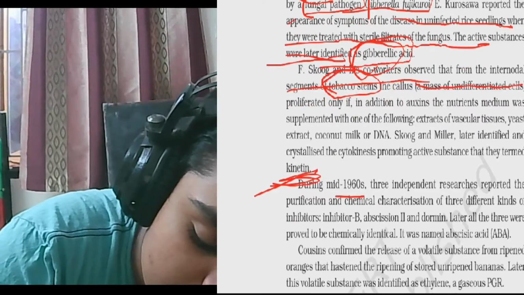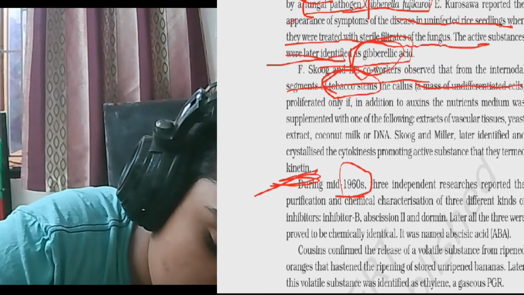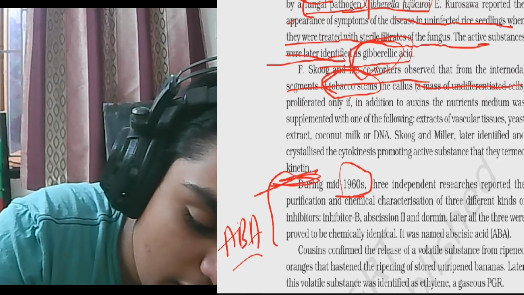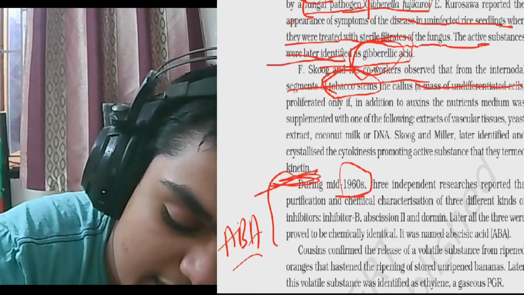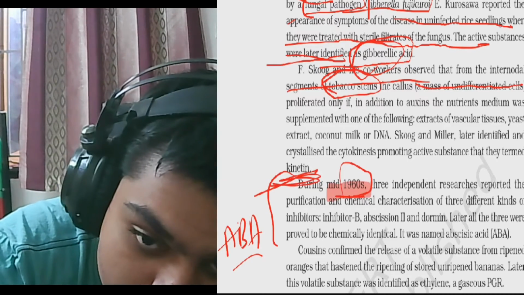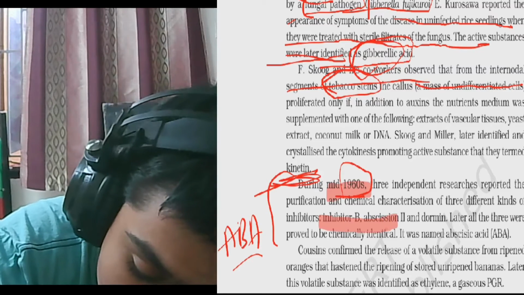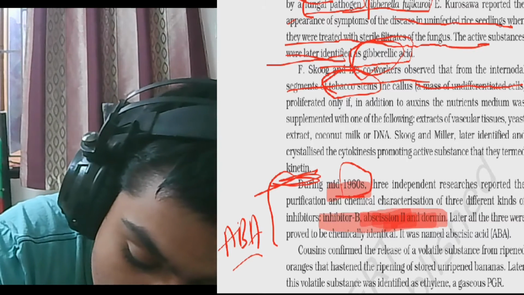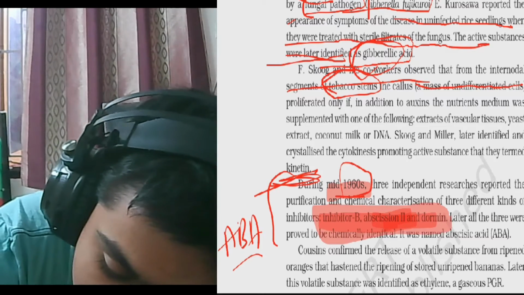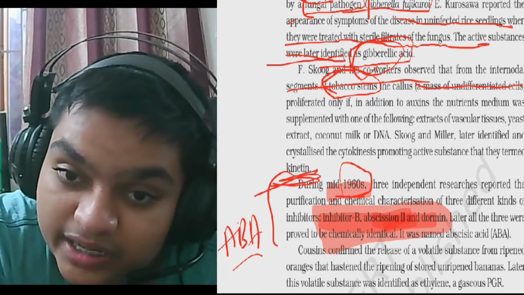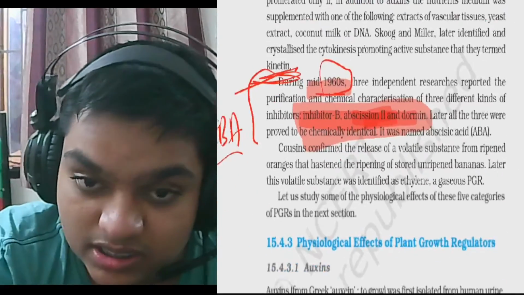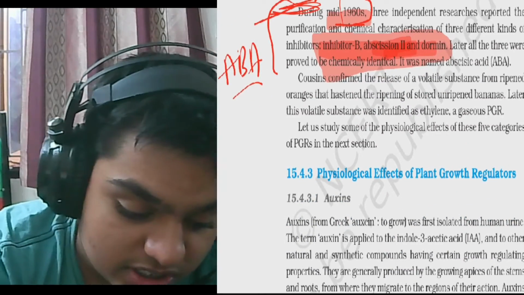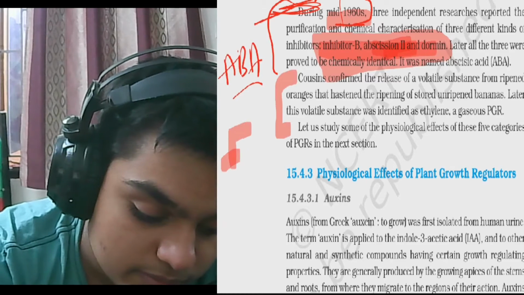Now in the mid 1960s, three independent researchers worked on ABA, abscisic acid. Now you have to remember these three names, it is very important. Abscisic acid in the mid 1960s got the names inhibitor B, abscission II, and dormin. These three were the names given by three independent scientists. Now Cousins confirmed the release of a volatile substance from this, which was the discovery of ethylene.